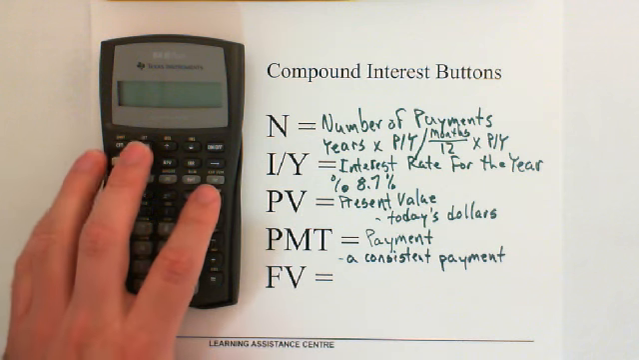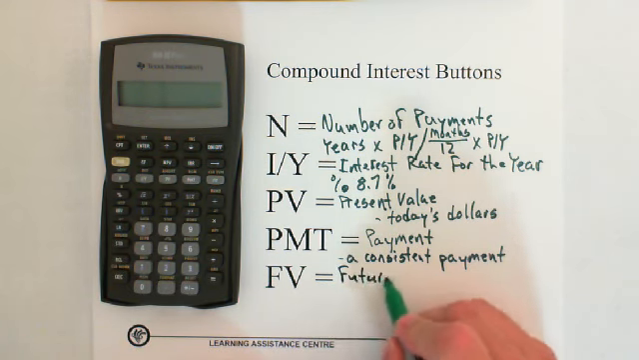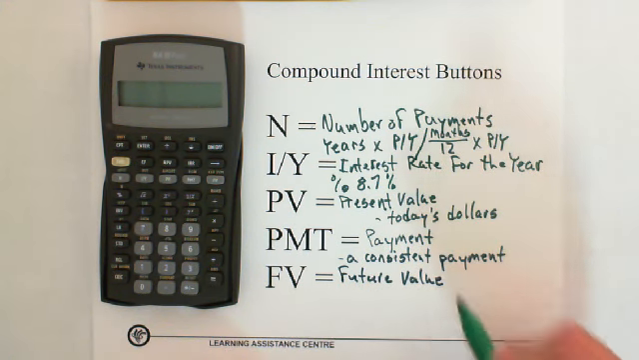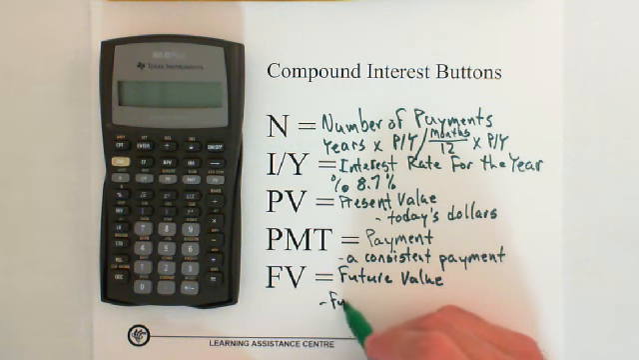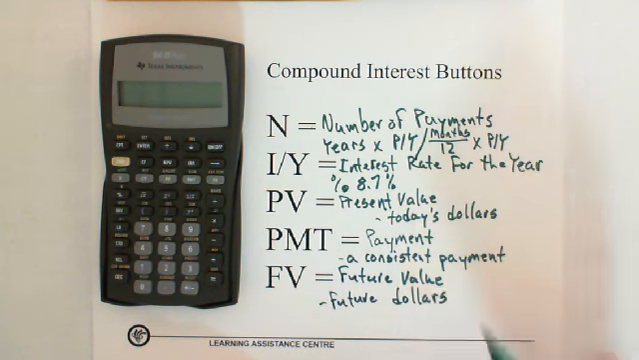Finally, the last button here is our FV, and that's our future value. So then the future value is just how much the money will be worth in future dollars. So this is what the money will be worth in future dollars. Okay, so then there's our 5 buttons.